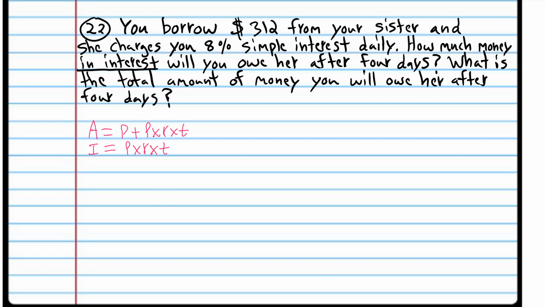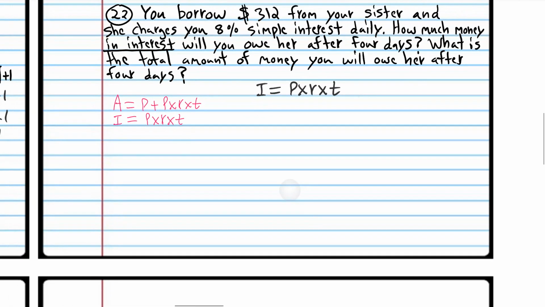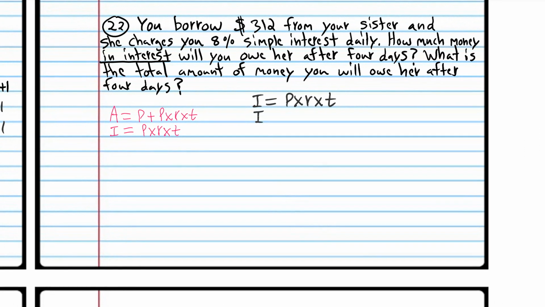All right, we're back. So you borrow $312 from your sister and she charges you 8% simple interest daily. How much money in interest will you owe her after 4 days? So we're going to use the interest formula first. I'm going to write the formula that I'm using, the tool that I'm using. If you didn't write that tool, then you're not showing what you're doing. So you've got to write that tool first. The principal is 312. And by the way, the last problem is when you're making money, you're making interest. You deposited the money in the bank.